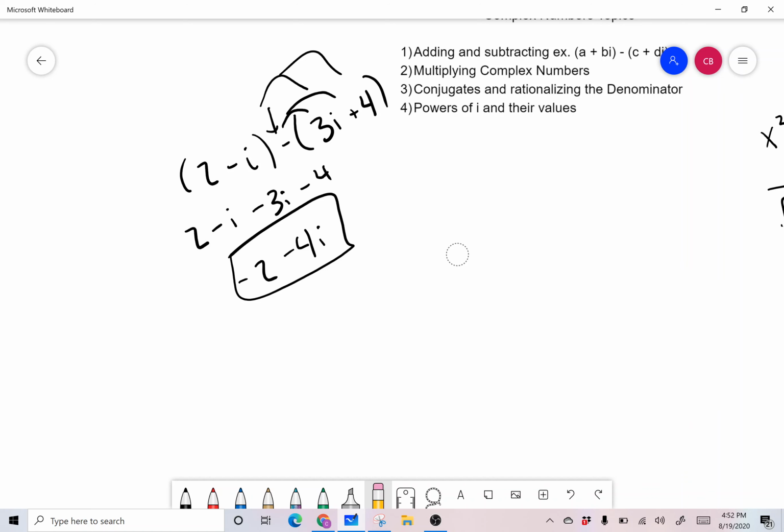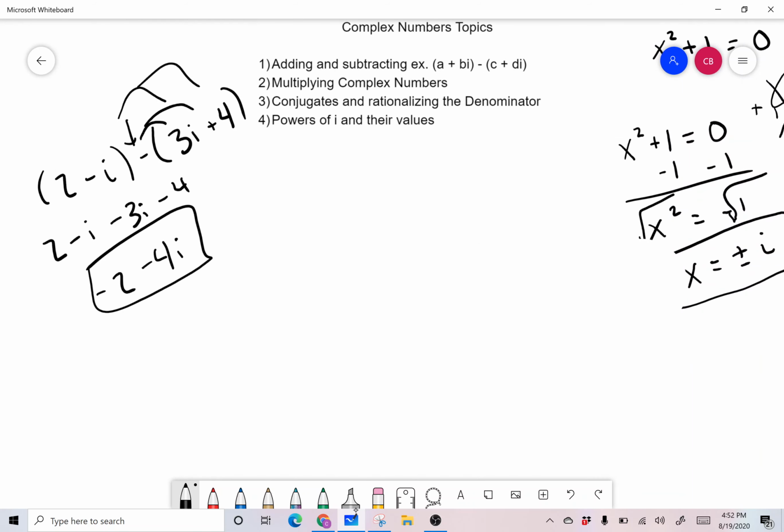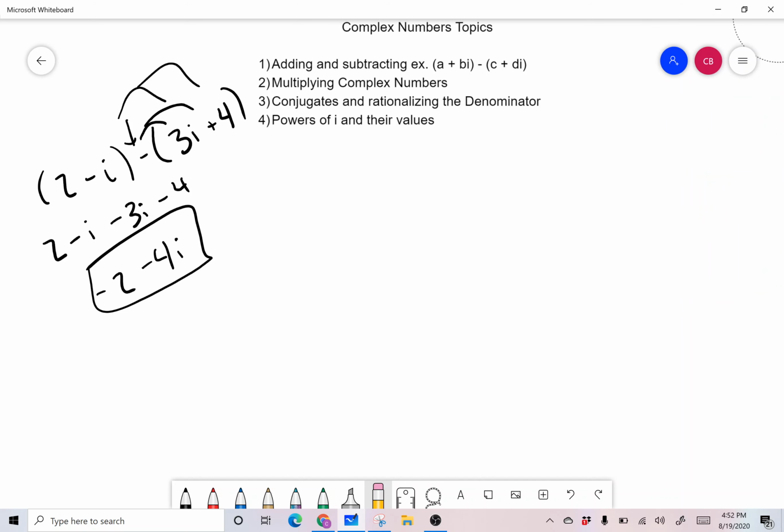Next, multiplying complex numbers. Actually, sorry about that. Let's deal with the i's and their powers first because that's important to this. If I look at i, we said that that was the square root of negative 1. If I look at i squared, well, that's equal to the square root of negative 1 times the square root of negative 1, which is equal to just negative 1.